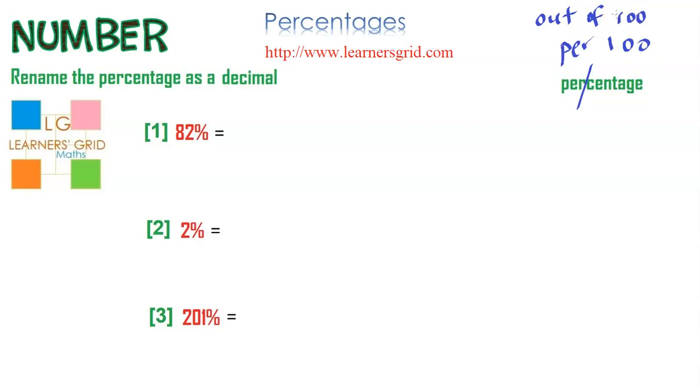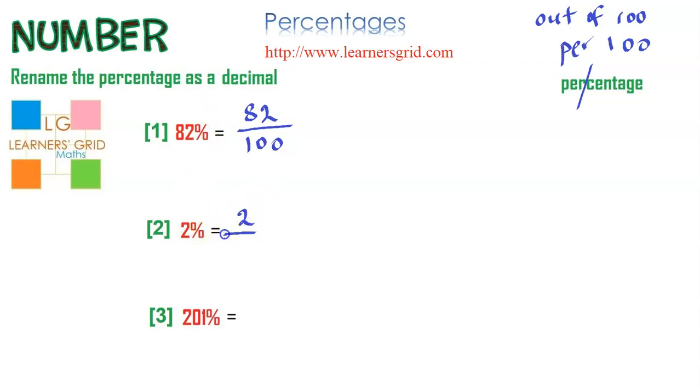And that's really useful. So if we think of the out of 100 explanation, and we have 82%, what 82% means is that out of 100, you've got 82. And we can write it like this, 82 out of 100. So it's a fraction. And so yes, we will be renaming each of these percentages out of 100.